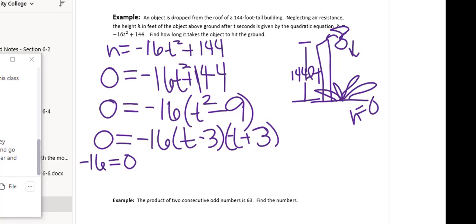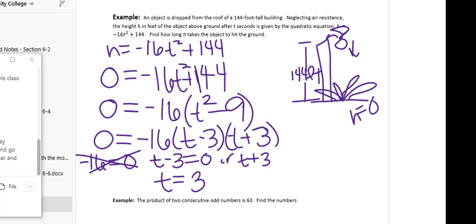That first factor, negative 16 equals 0, doesn't make sense. It didn't have a variable, so I wouldn't have had to do that, but I just like to show that it doesn't make sense. If t minus 3 equals 0, then t is equal to 3. And if t plus 3 is equal to 0, then t is equal to negative 3.